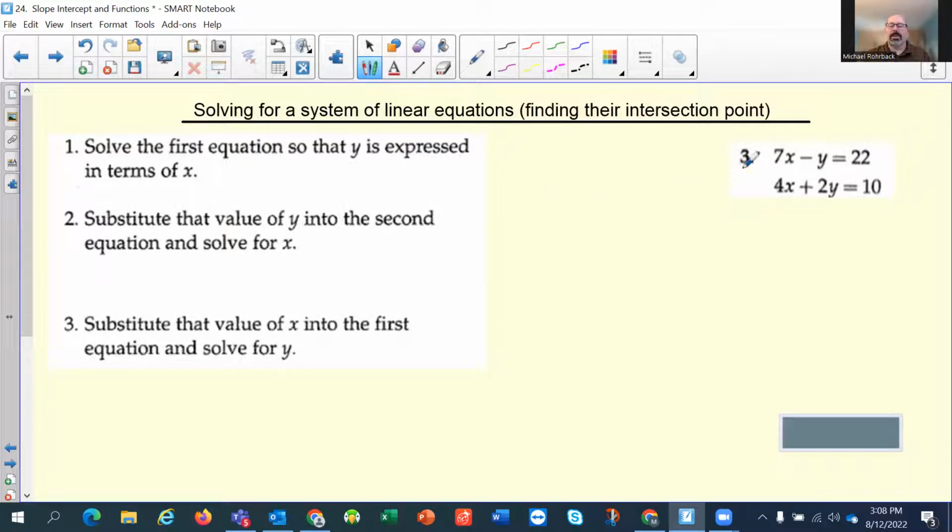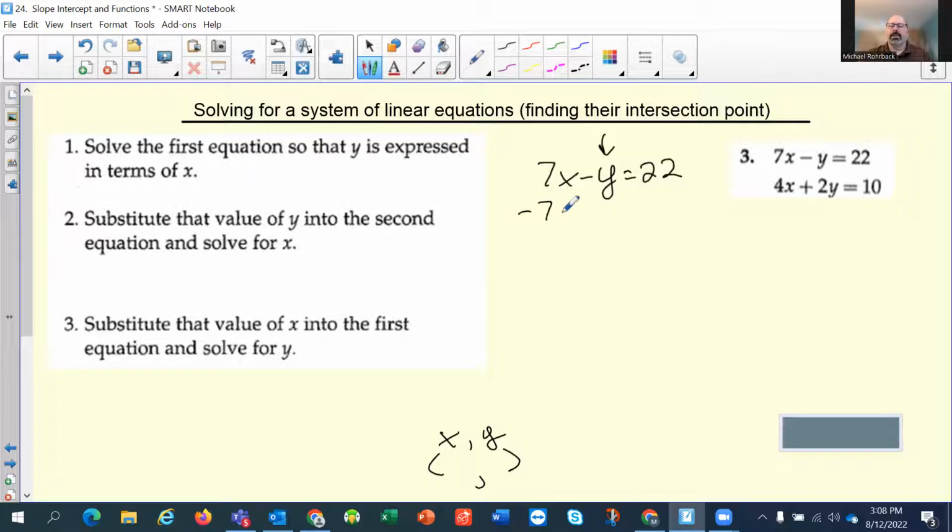So here's what you do. You have 2 equations, and you're trying to find, remember, a coordinate point with an x and a y that both these lines are going to hit. So it says, solve the first equation so that y is expressed in terms of x. What that means is you're going to solve for y. So you've got 7x minus y equals 22. You want to isolate the y.